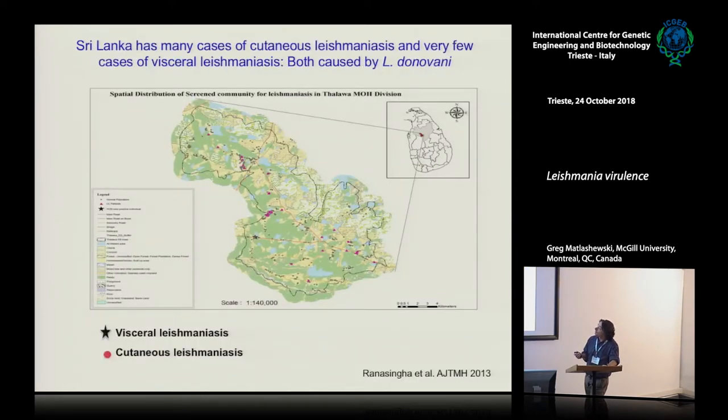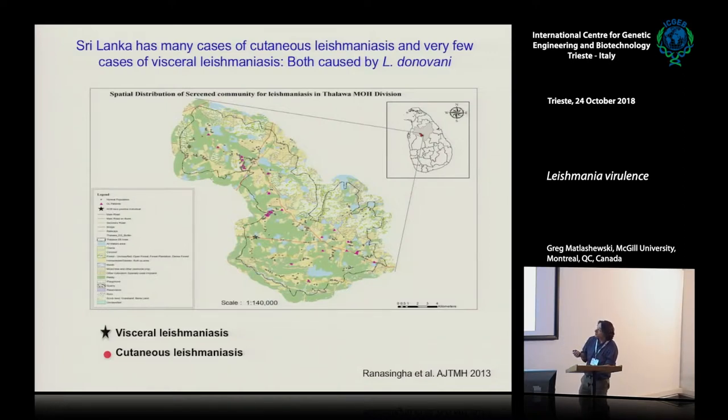So this is just a picture of Dr. Ranasinghe, the person we've been collaborating with in Sri Lanka. If you look at this area here, this was a study that was done about 10 years ago, and each one of these red dots represents a cutaneous leishmaniasis patient. But in fact, there was also a visceral leishmaniasis patient here. So there were very few cases of visceral leishmaniasis, and a lot of cutaneous leishmaniasis. And at the time, it was thought that it's the same parasite. It's just that usually it causes cutaneous disease, but in some people it causes visceral disease.